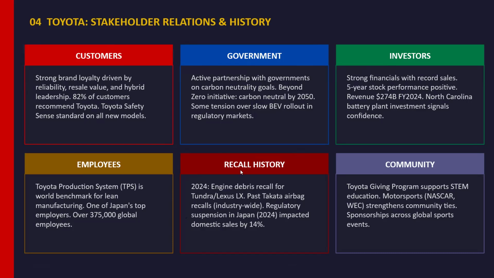Now we move on to the recall history. Like any large automaker, Toyota has faced recalls, most notably a 2024 engine debris recall affecting the Tundra and the Lexus LX models. For anyone that doesn't know, Lexus and Toyota are actually pretty much the same brand. Lexus is the luxury line of Toyota. They also sell some sports vehicles too.